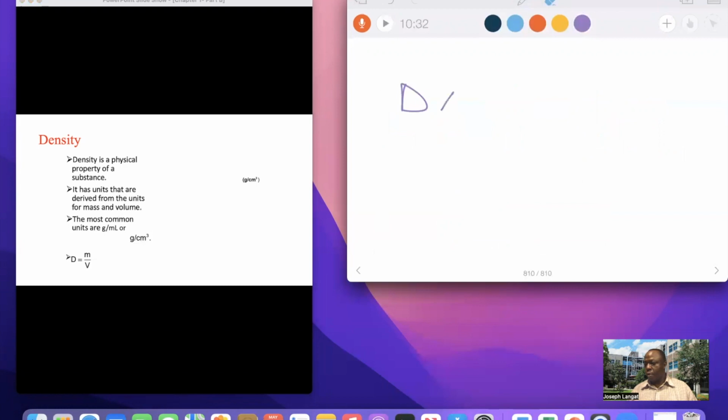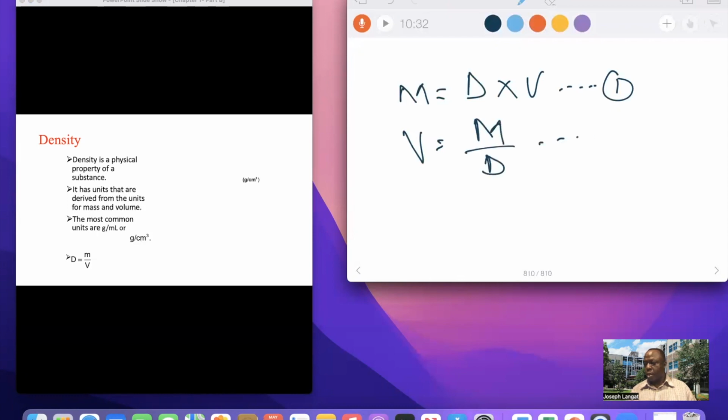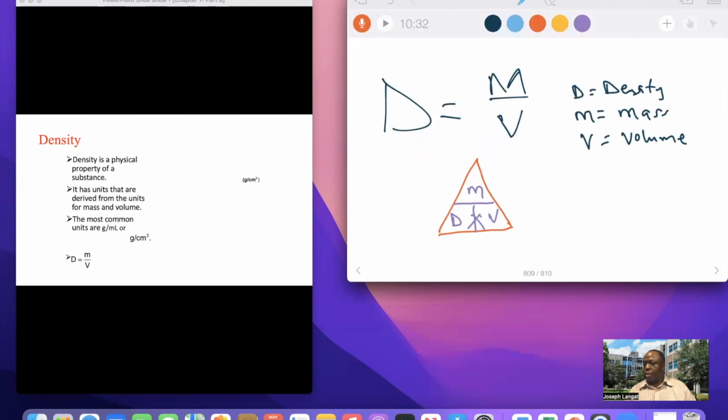If I'm looking for mass, mass equals density times volume, equation 2, or volume equals mass over density. You should be able to rearrange the main equation, which is this one. Let me call this equation 1. You should be able to rearrange equation 1. Look here, if I'm looking for this, it's going to be this over that.